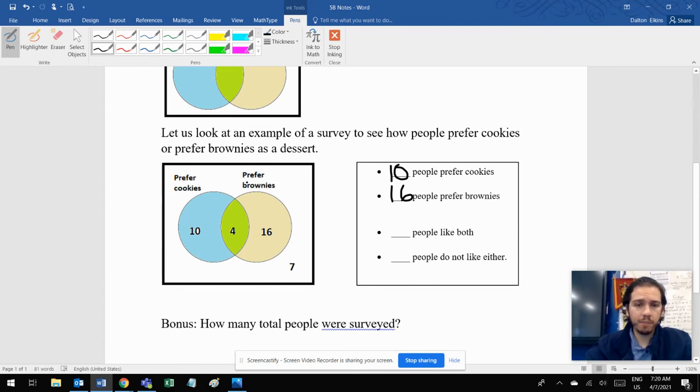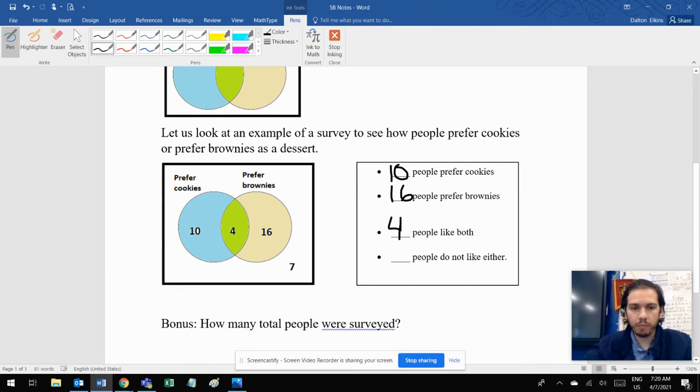How many people like both? Should I add the 10 and the 16? Well, no. In this little cross section here, the overlap, the green section here is 4. So 4 people like both.